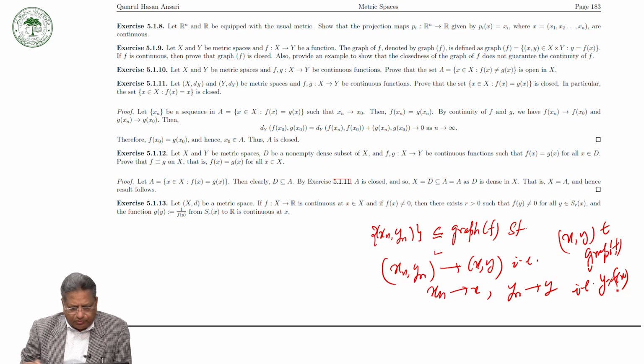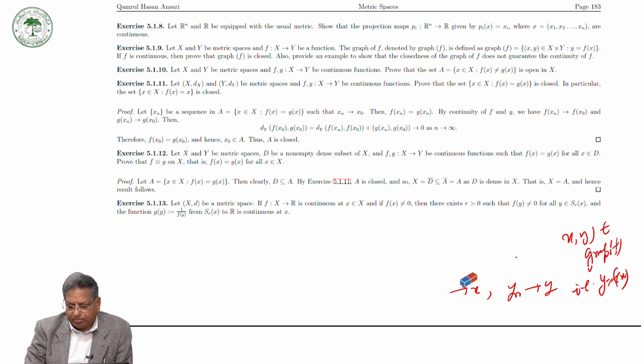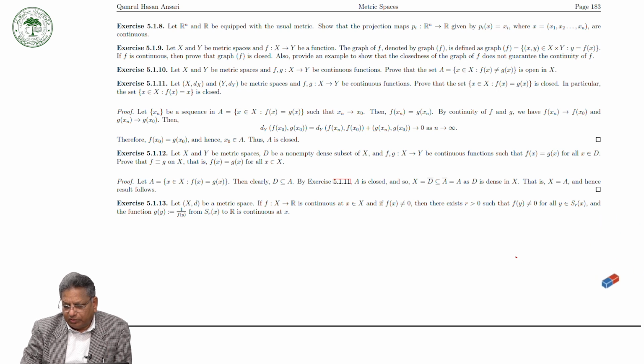So it can be proved very easily. So this way, you can prove that if the function f is continuous, then the graph of the function is a closed set. Now provide an example to show that the closedness of the graph of f does not guarantee the continuity of the function f.